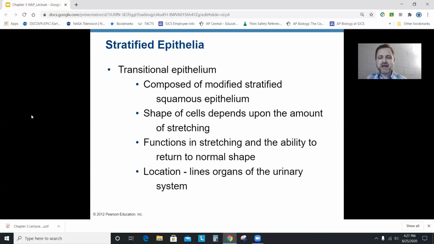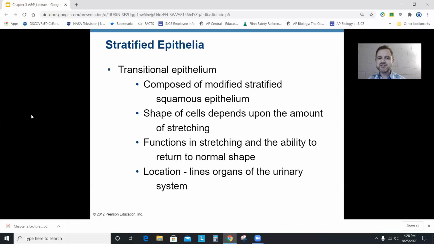Transitional epithelium. This is a case where you have modified stratified squamous epithelium, and these are cells that can stretch. Think about an organ like your bladder. Your bladder is an organ that can stretch, same with the uterus if a woman's pregnant. The bladder can stretch pretty large. If you've got to go, your bladder has been stretched.